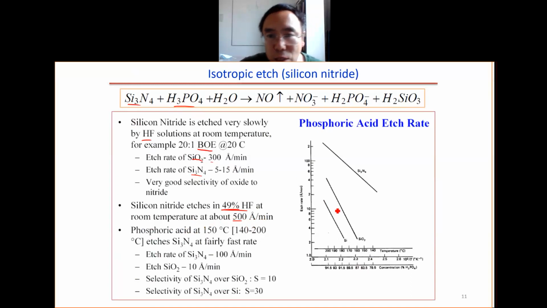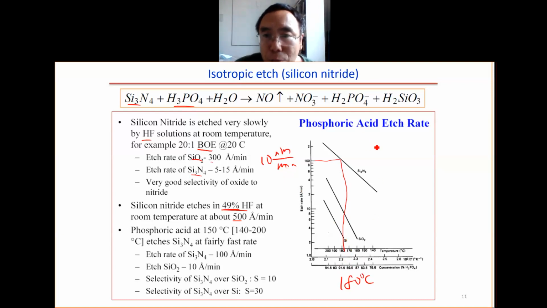You can see here the silicon nitride etching rate, but we need a very, very high temperature. For instance, to get 10 nanometer per minute, which is already a slow etching rate, we need nearly 180 degrees. So we need very high temperature for the etch.